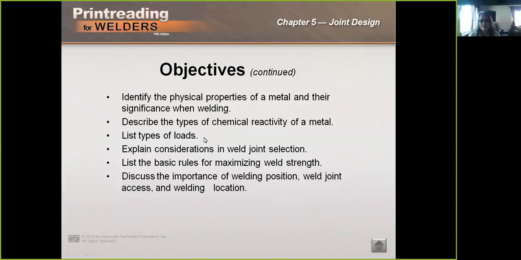We're going to list different types of loads and talk about the things that we need to consider when we are selecting a weld joint. We're also going to list some basic rules for maximizing weld strength. And we're going to discuss the importance of welding position, weld joint access, and welding location.